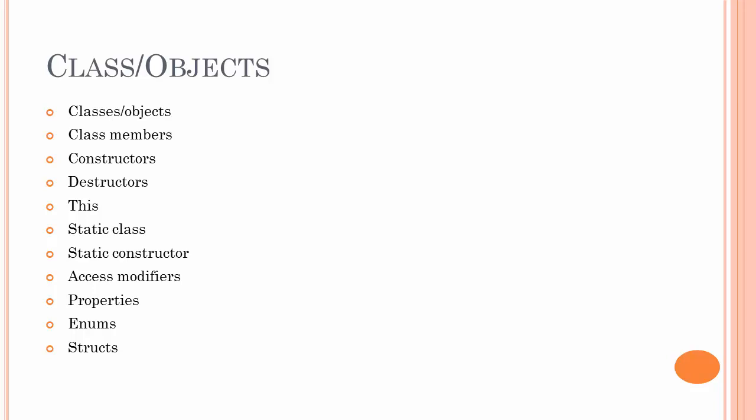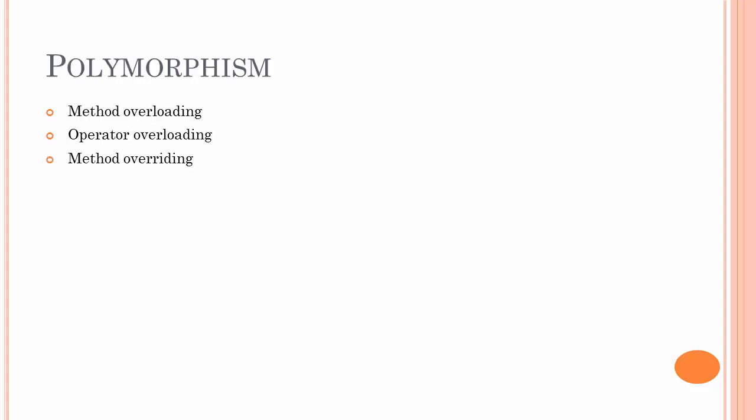We will see the implementation of properties, and we will also see how to create user defined data type using enum and struct keyword. Inheritance. In this section, we will learn how to create child and parent relationship between classes so that we can reuse code. Polymorphism. In this section, we will learn how to use a single object in multiple form using method overloading, operator overloading, and method overriding.